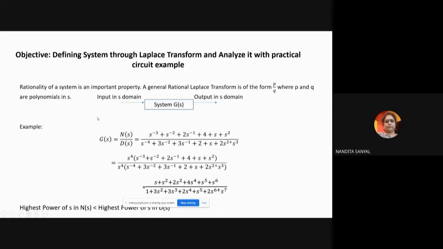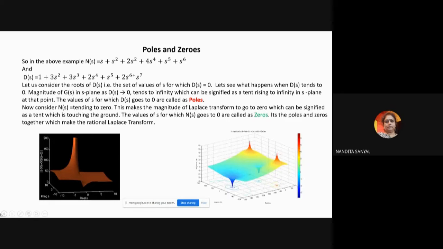Now, all of us know that any system can be represented by its transfer function. So the transfer function is basically the ratio of the output in the S domain to the input in the S domain when there is no initial force. Actually, the system should be at rest.